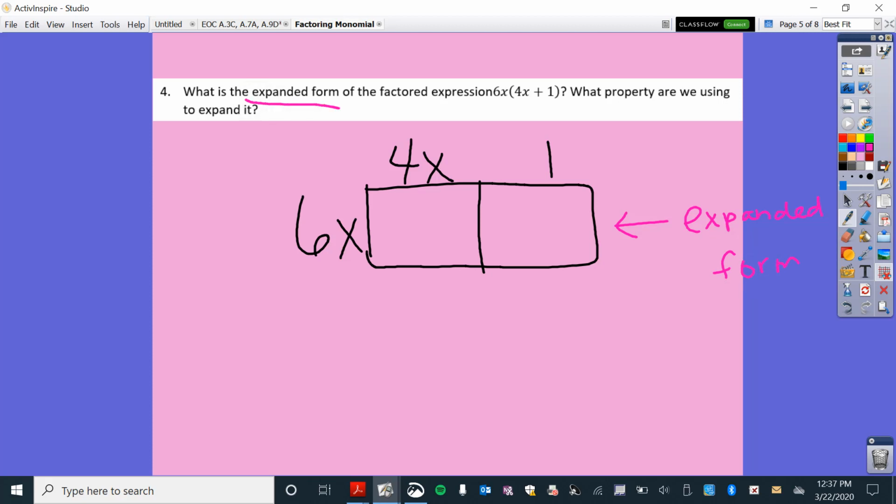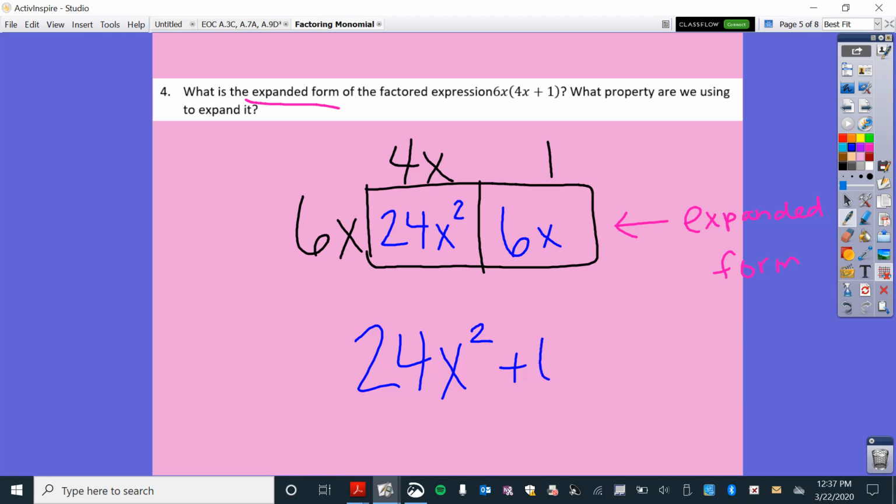So we just multiply. So what is 6 times 4? 24. I have one x, I have another x, so I have a total of x squared. And then 6 times 1 is 6. I have one x, I don't have any on top, so I just have an x. So we can rewrite it, and we include our addition sign, so we have 24x squared plus 6x.